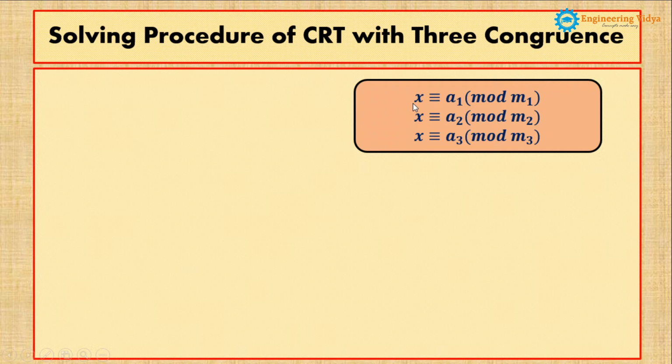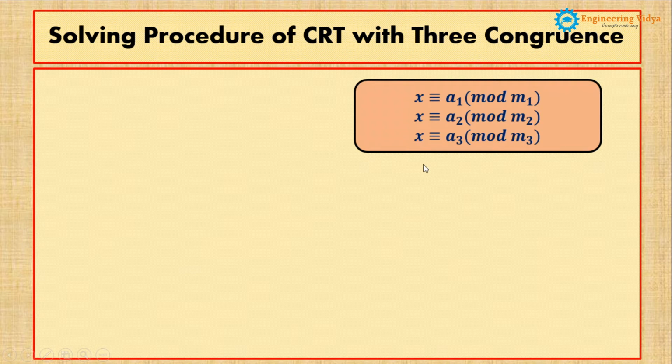And here the 3 congruences are given as x congruent to a1 mod m1, the second one is x congruent to a2 mod m2, and x congruent to a3 mod m3. Since here we have 3 congruences, now to find the x, what procedure are we applying, that we're going to understand over here.